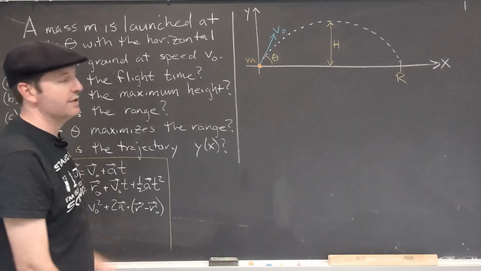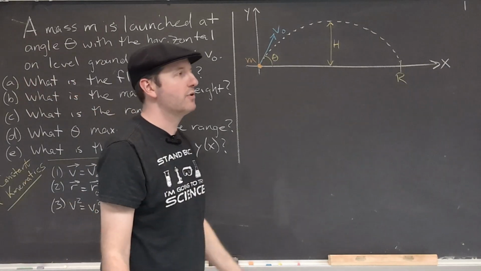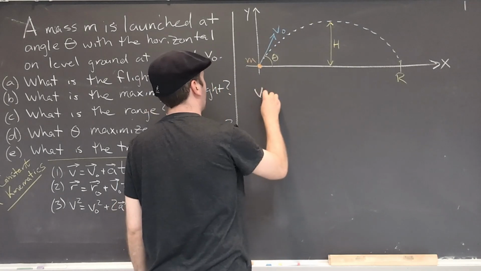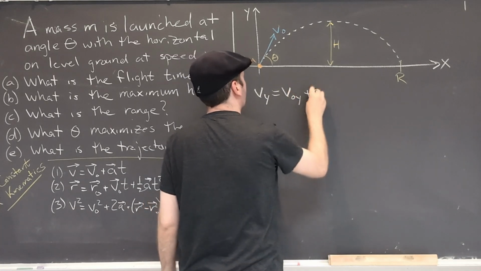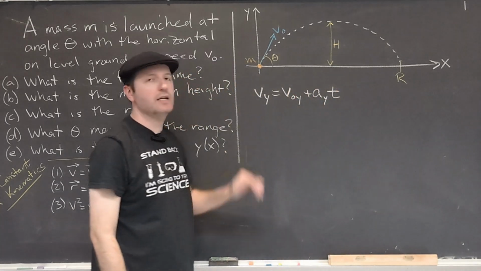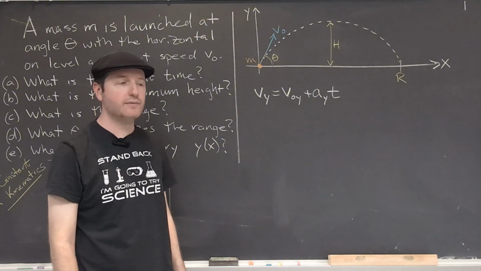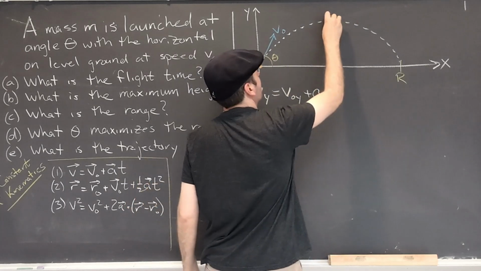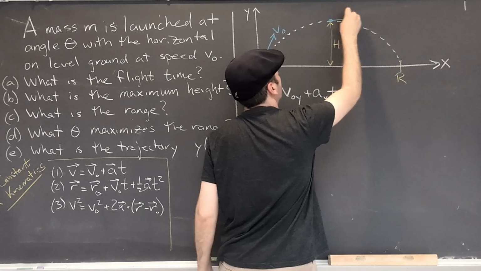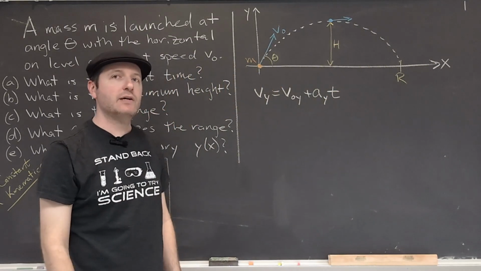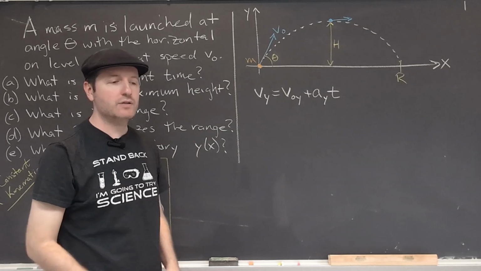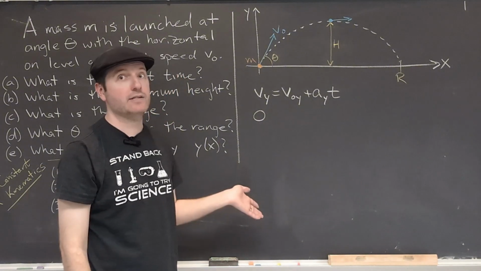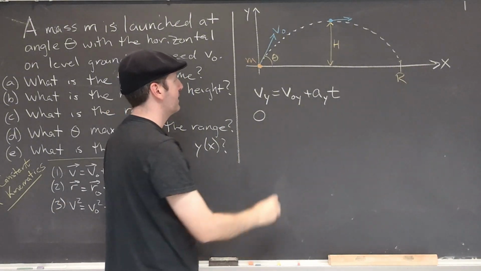Okay, so let's answer the first question, the total flight time. As before, there are a couple different ways of answering this question. I'll use the symmetry argument again. Here's our first kinematics equation written in the y component. At this maximal height, notice that my velocity is not 0, but it is perfectly horizontal. There is no y component of the velocity at that point, which means Vy is 0 there. Vx is not 0, but Vy is.